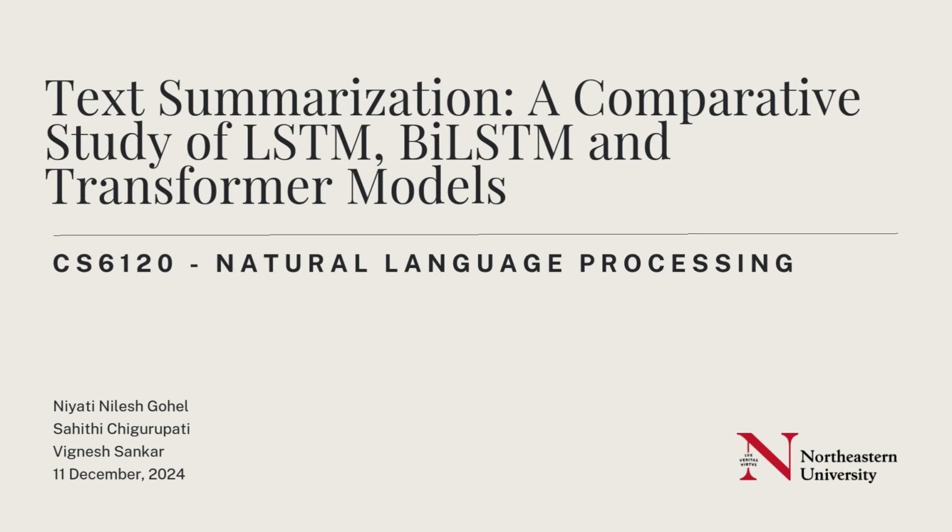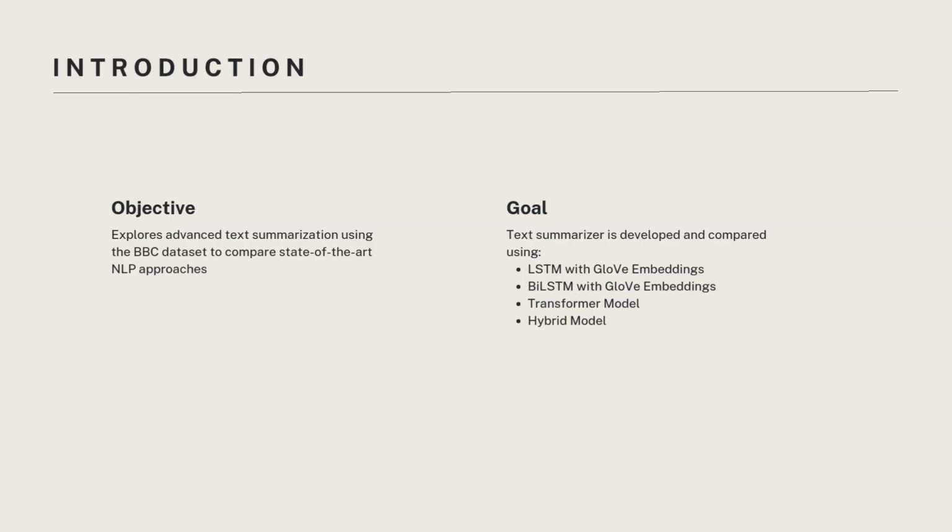This presentation is regarding our project on text summarization, where we performed a comparative study of various models. Text summarization is crucial in managing the overwhelming amount of textual data available today. Our study compares the performance of three widely used architectures, which are LSTM, BiLSTM, transformer model, and a hybrid model, on generating abstractive summaries. We explored how well these models handle context and generate meaningful, concise summaries.